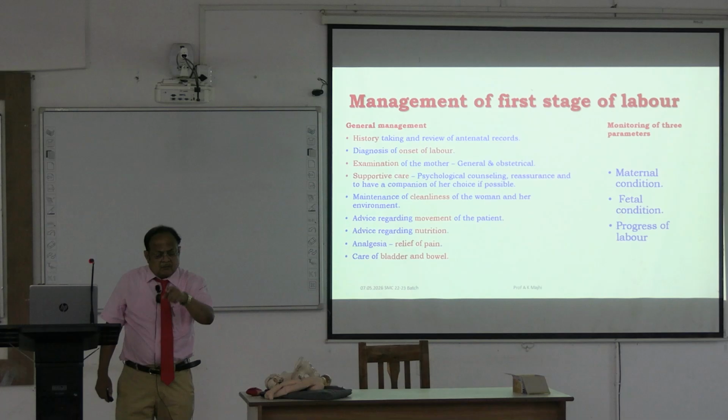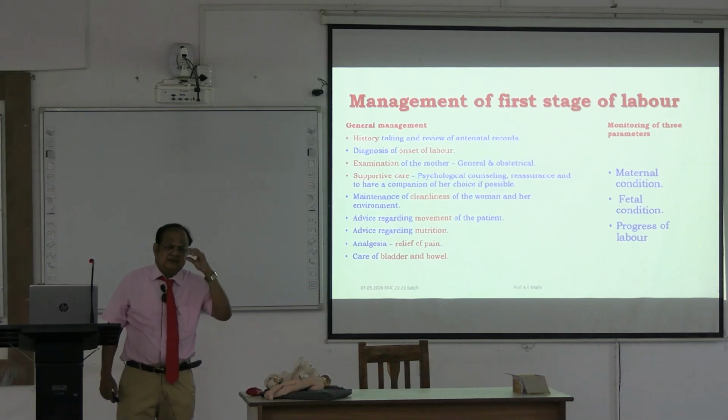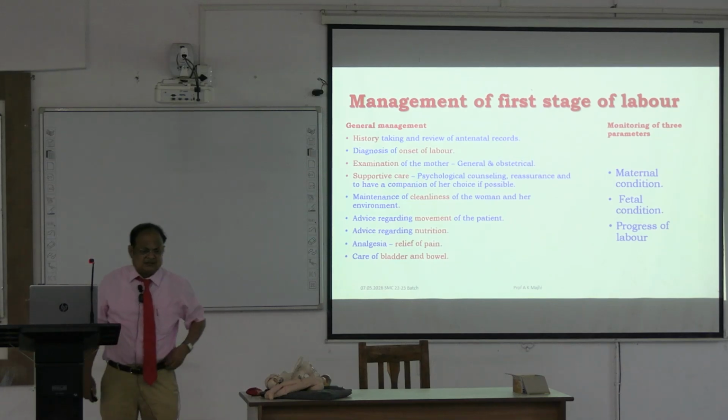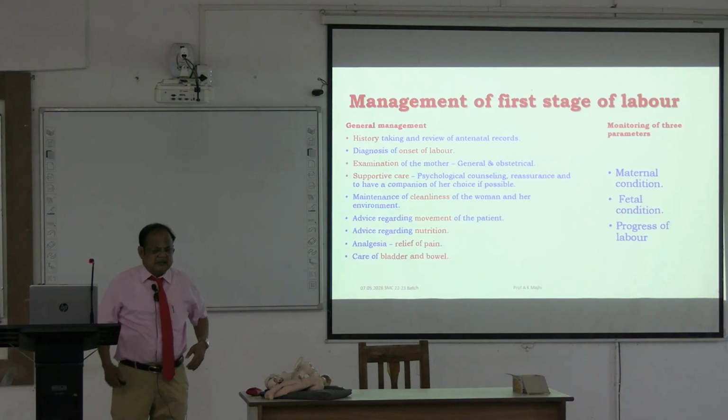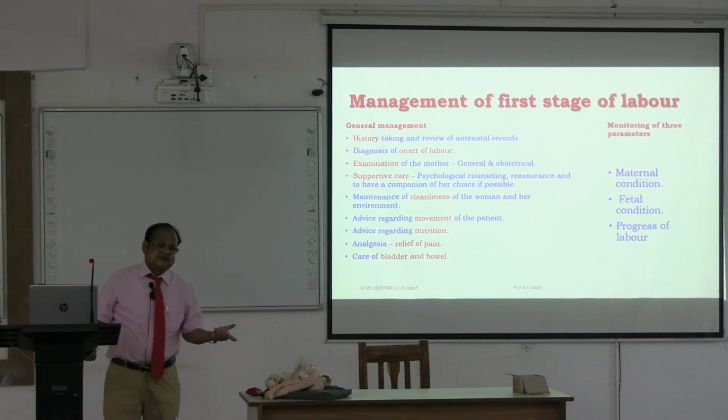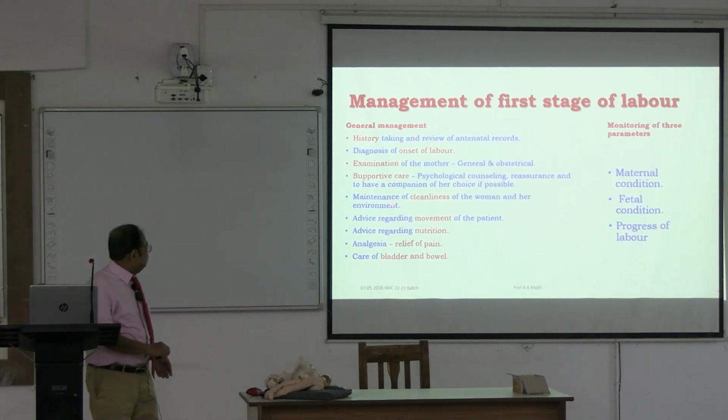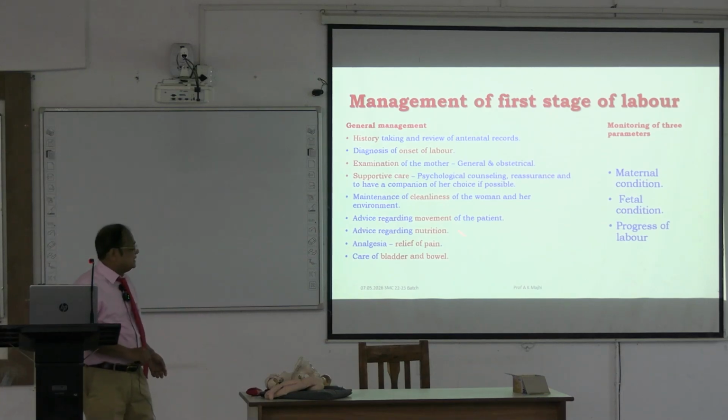Now the company is allowed, particularly the husband if you want. But in our place, actually, the husband in the neighbor room is patient also does not want sometimes. So usually a female attendant, her own, that is the sister or elder sister or mother, can attend. And maintenance of the cleanliness and advice regarding the movement.